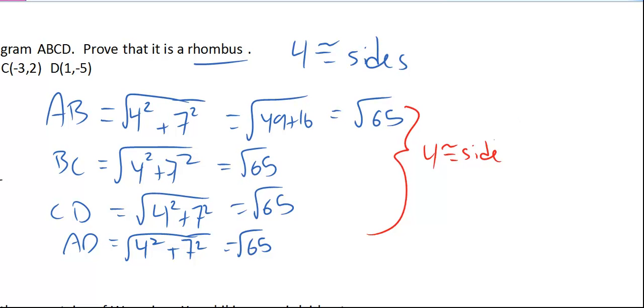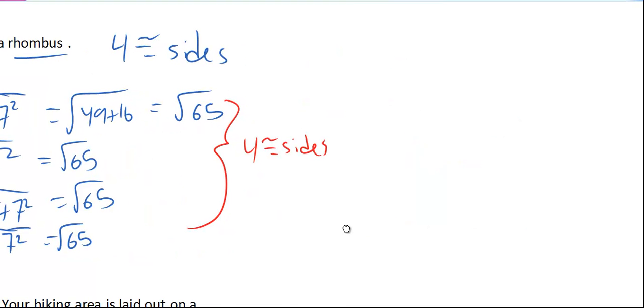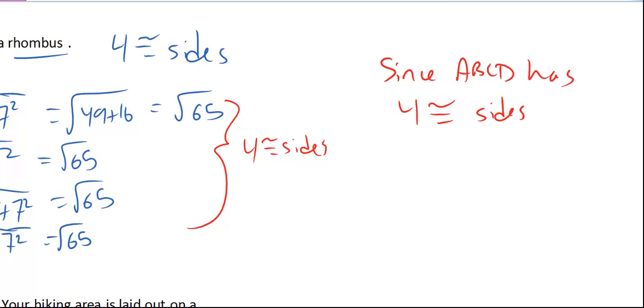So your statement should say since ABCD has 4 congruent sides, it must be a rhombus, and we are done. We've done our stuff here. Let's go on to the next one.